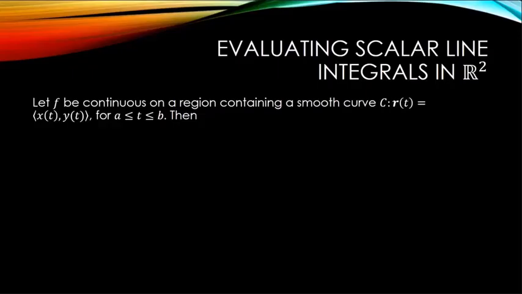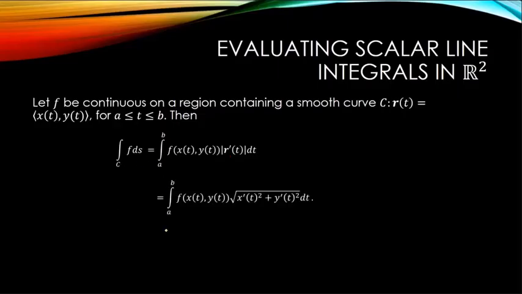When this happens, then my integral over C of f ds becomes the ordinary integral from a to b of f of x of t, y of t times the magnitude of the derivative of my r vector dt. This gives me an ordinary integral from a to b of f of x of t, y of t times the square root of the quantity x prime of t squared plus y prime of t squared dt.